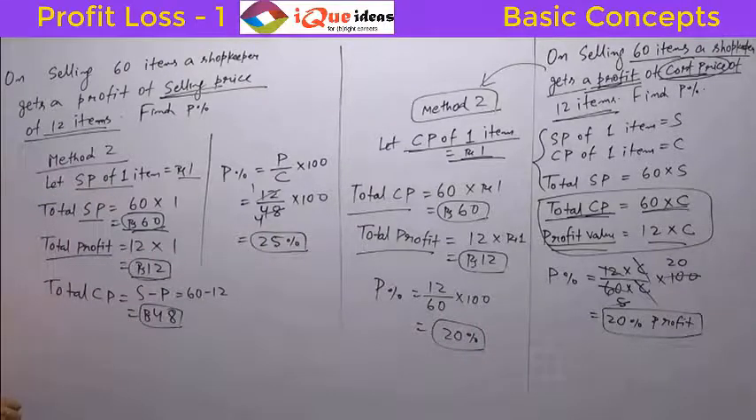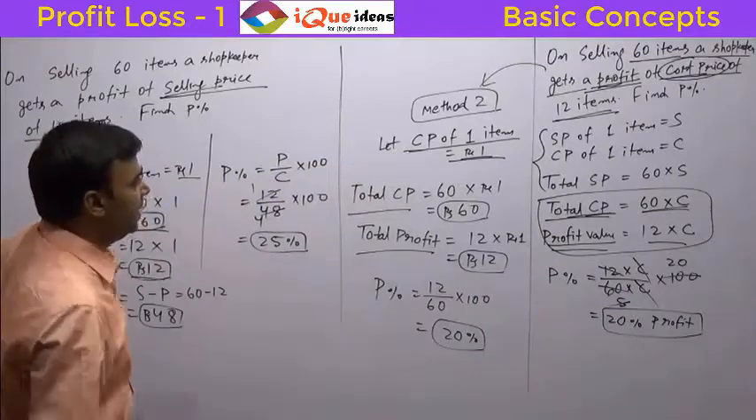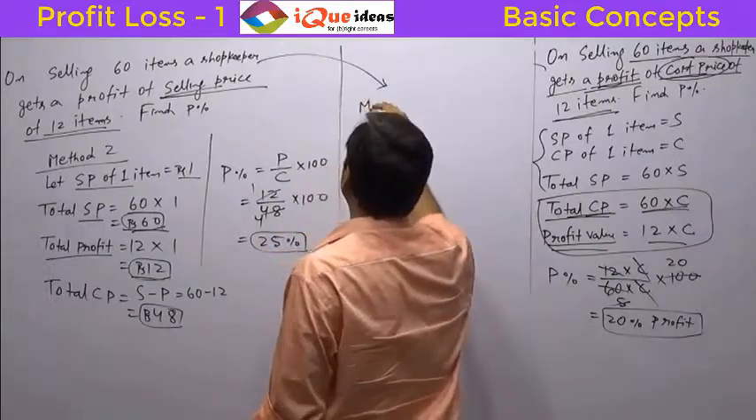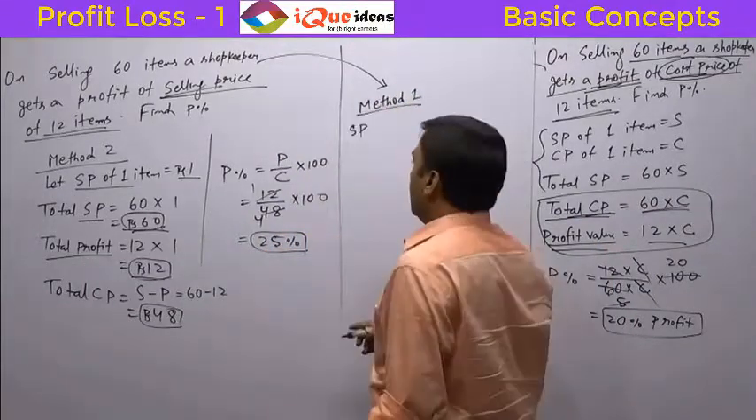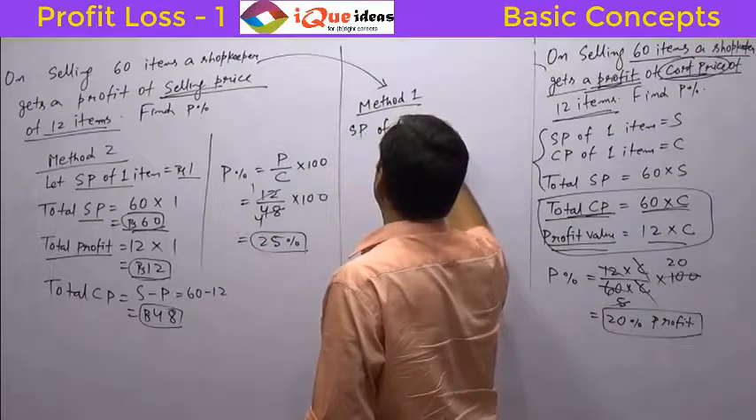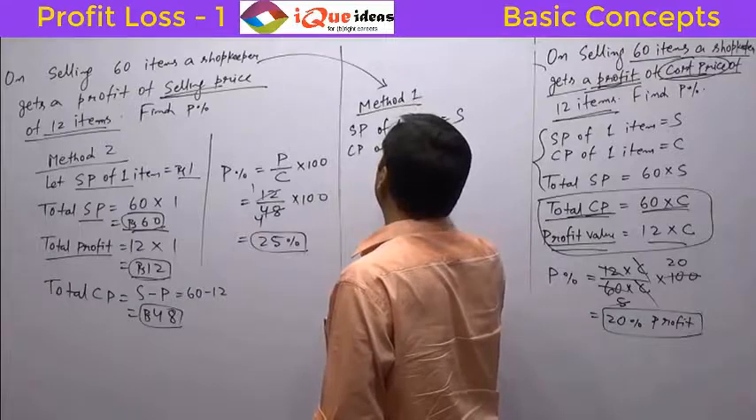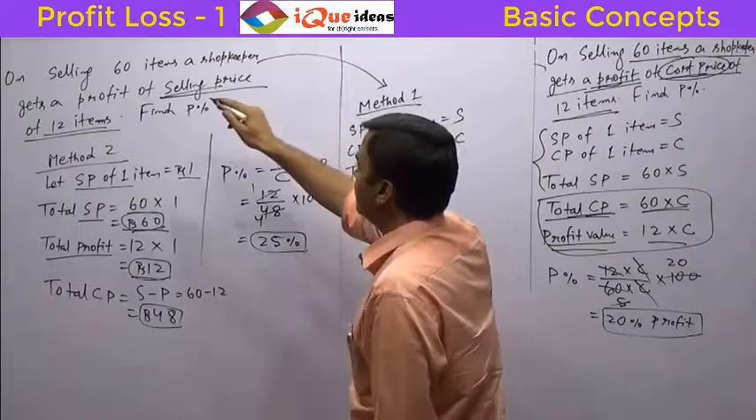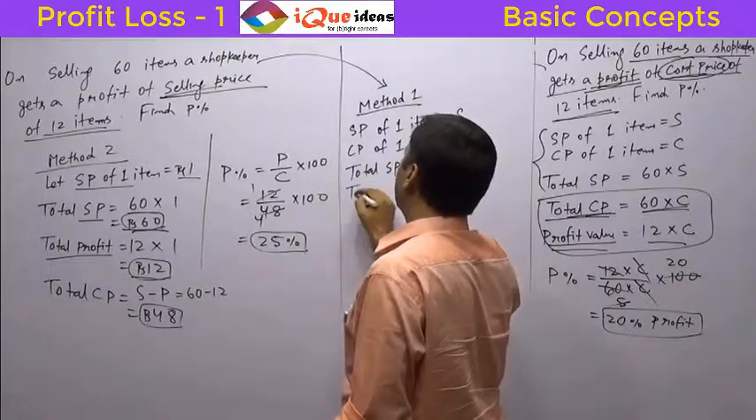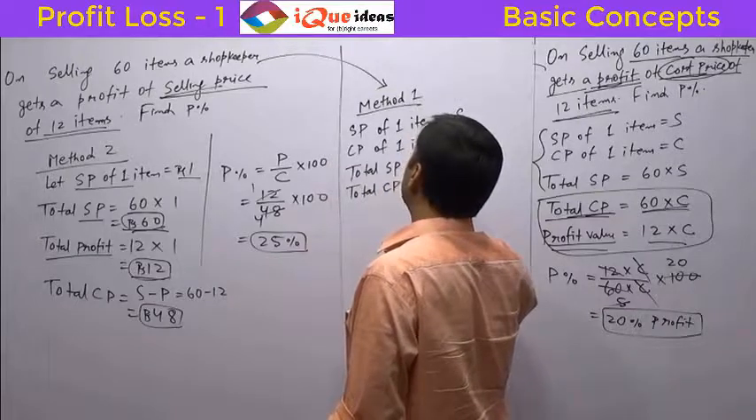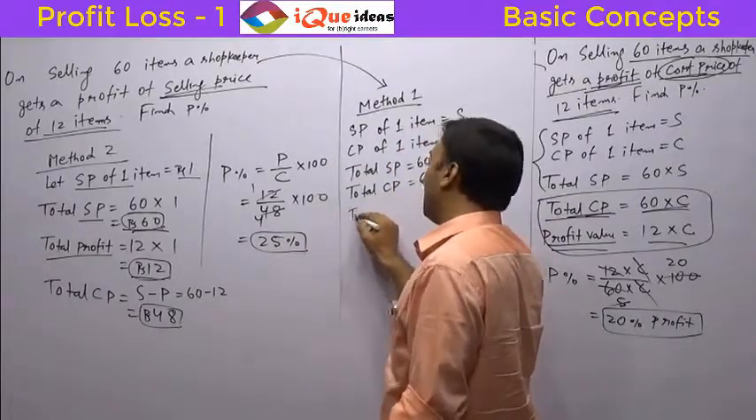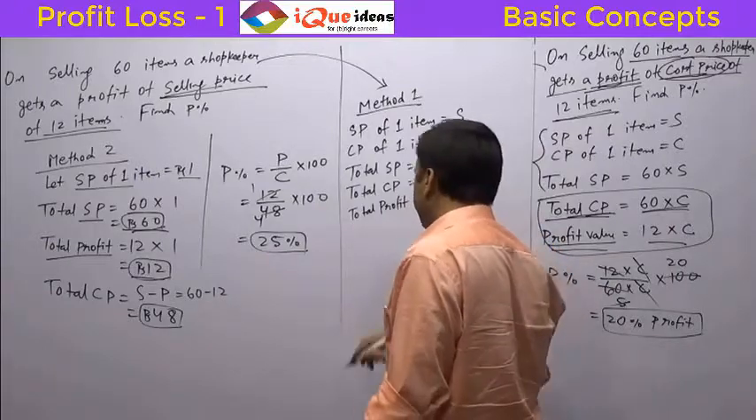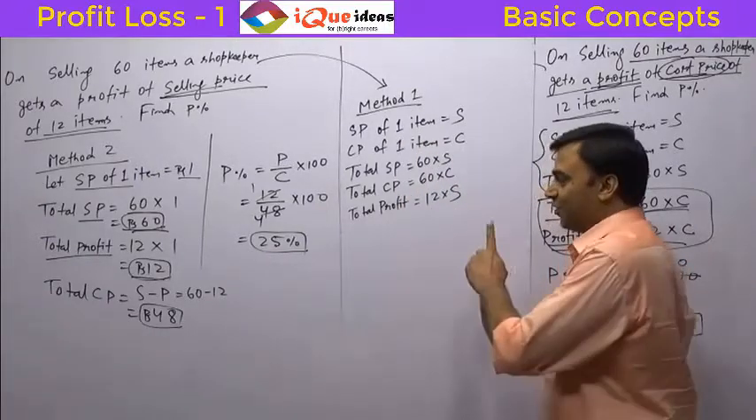You have to be a little careful here. Suppose if I had used the first method for this question, how will it look like? So I'll remove this. So for this question, if I use method 1, how would it go? Let's see. Let's assume that selling price of one item is S. Cost price of one item is equal to C. So total selling price in this case will be 60 into S. Total cost price in this case will be equal to 60 into C. But the total profit, what will be the profit in this case? The profit will be equal to 12 into S. Right? Total profit is 12 into S.